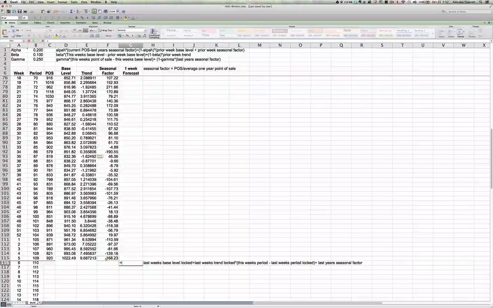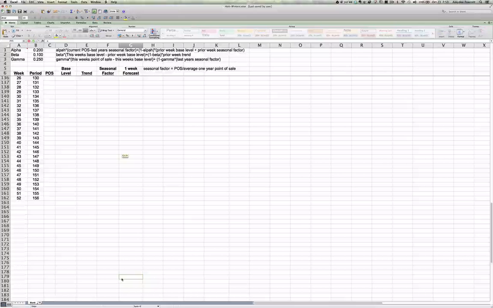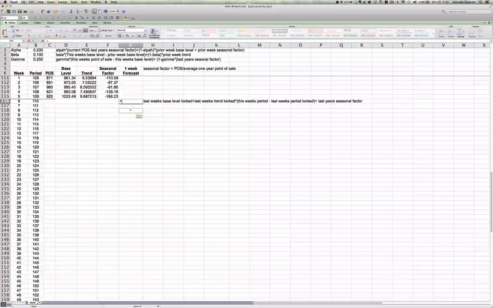Now my objective is to develop forecasts for the remainder of year 3. So I want to come up with forecasts for week 6 of year 3, or period 110, all the way through the end of year 3, meaning all the way through week 52 of year 3, which is period 156 in our data set. So let me show you how I'm going to do that.